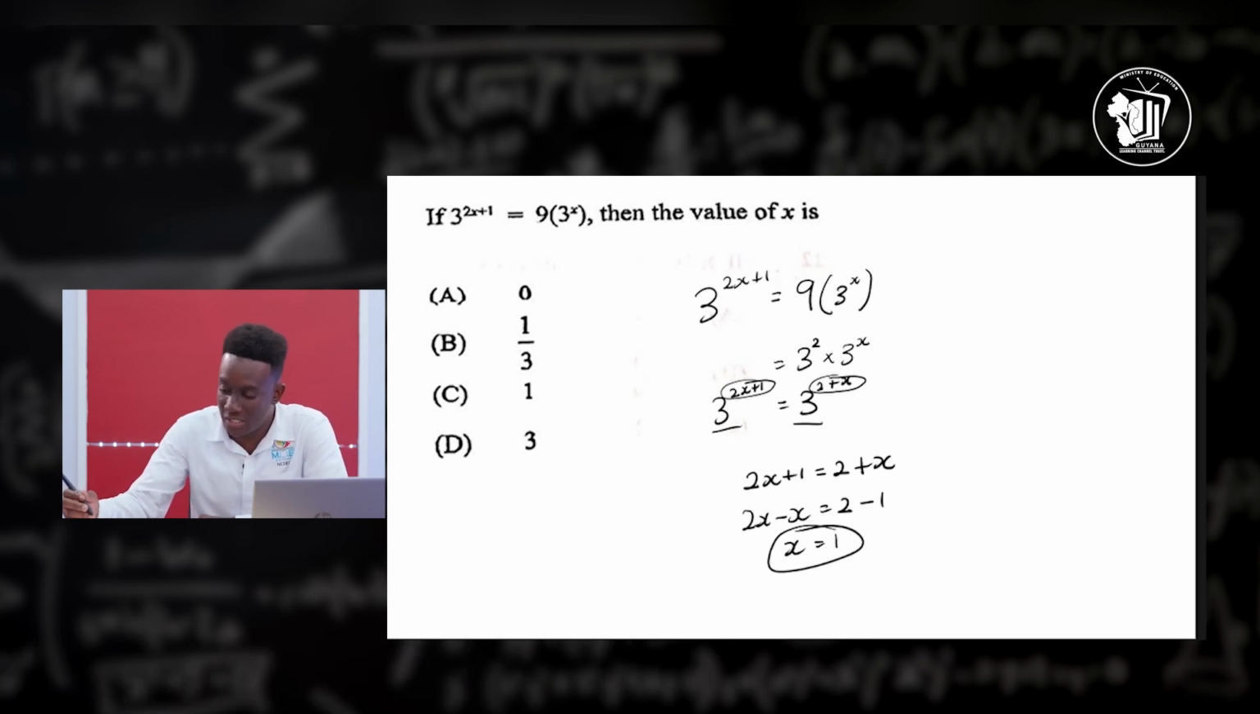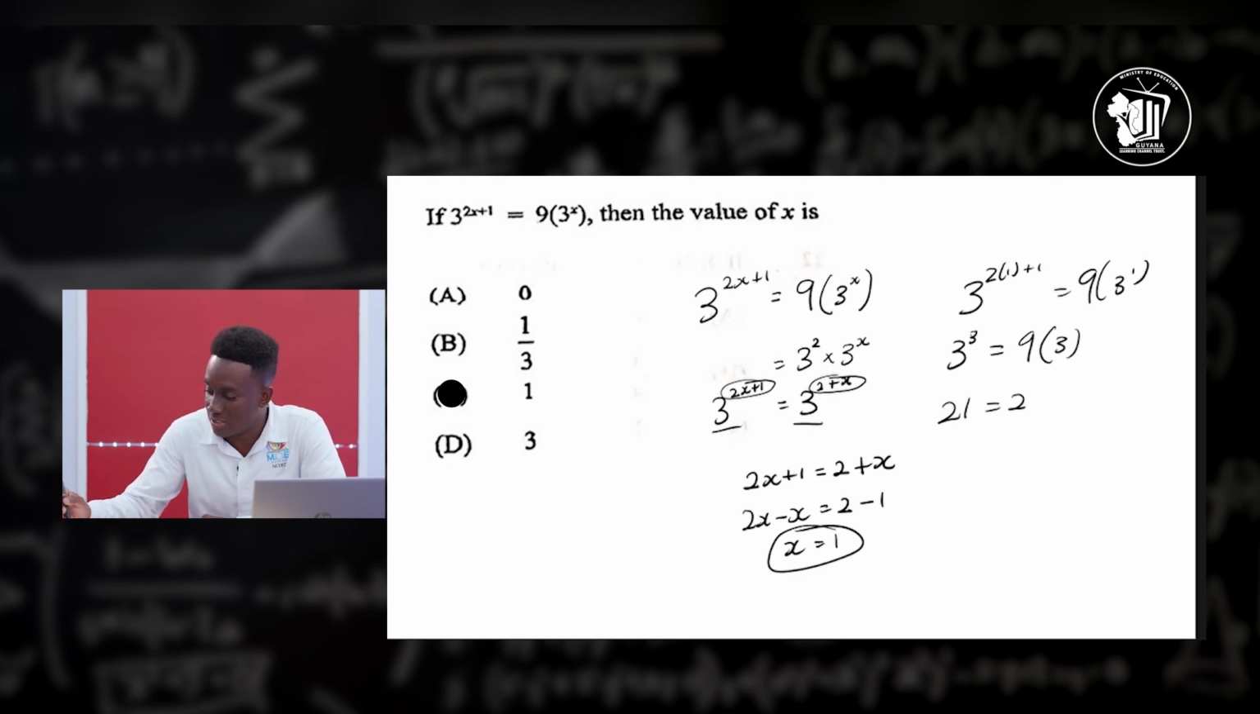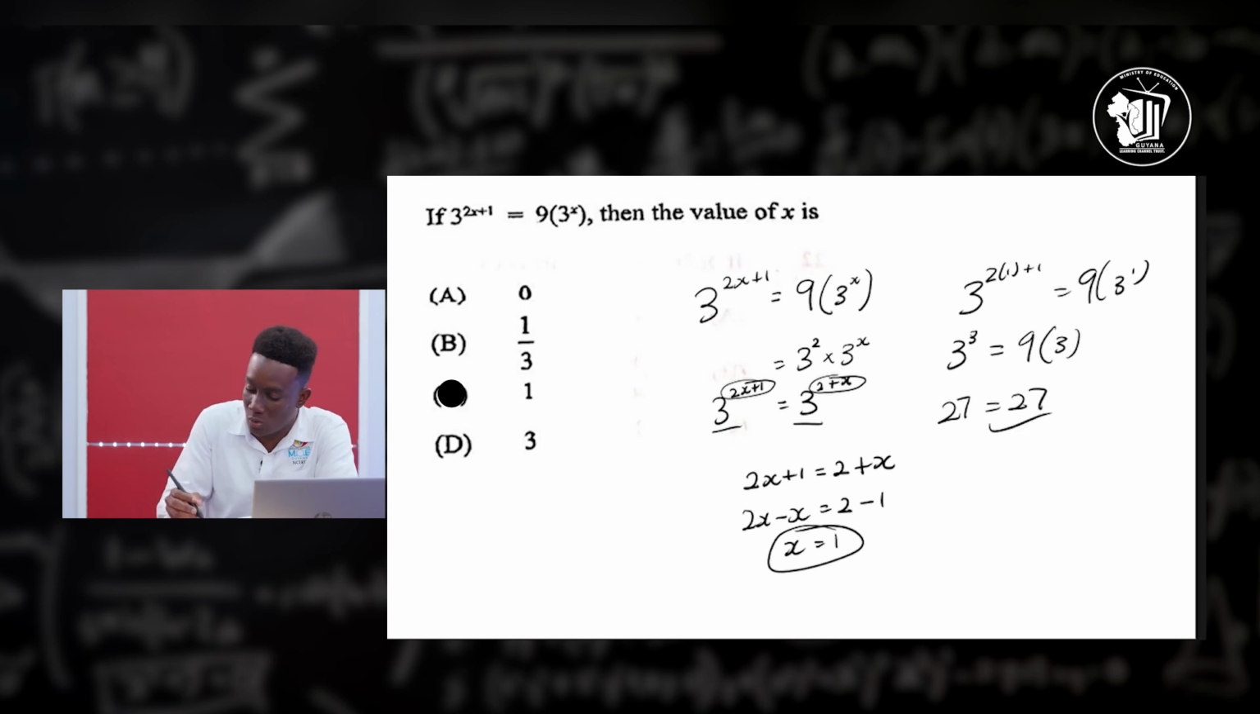And if you do substitution, we can see that it is true. So let's see. 3 raised to the 2 times x, which is 1, plus 1, is equal to 9 multiplied by 3 raised to the 1st power. So this will be 3 raised to the 2 times 1 is 2, plus 1 is 3. So this will be 3 cubed, which is 27, equal to 9 multiplied by 3, which is 27 as well. So it checks out. So our answer is 1, which is C.